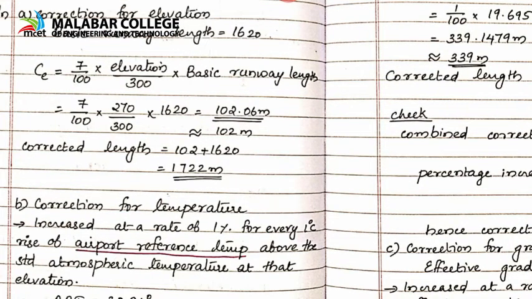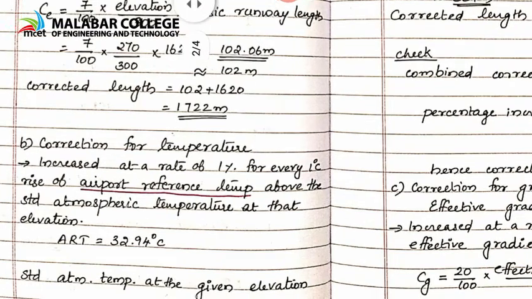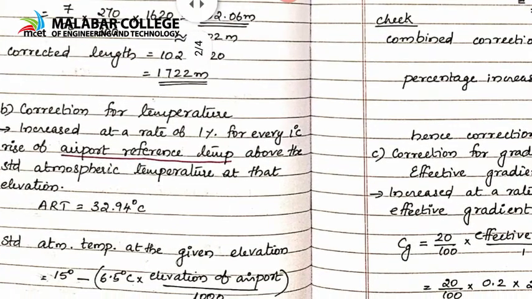Then the corrected length is equal to 102 plus 1620, the basic runway length plus the correction. That is equal to 1722. The runway length after correction for elevation is equal to 1722 meter. Then the correction for temperature. It is increased at a rate of 1% for every 1 degree rise of airport reference temperature above the standard atmospheric temperature at that elevation.